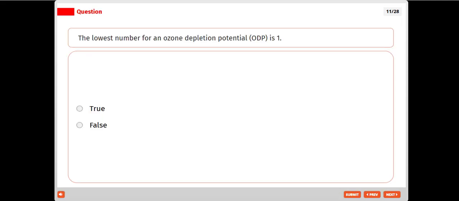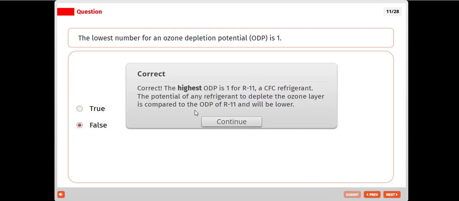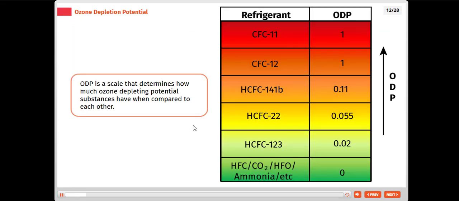The lowest number for an ozone depletion potential, ODP, is 1. Yeah. Incorrect? False. Okay. The highest is 1.